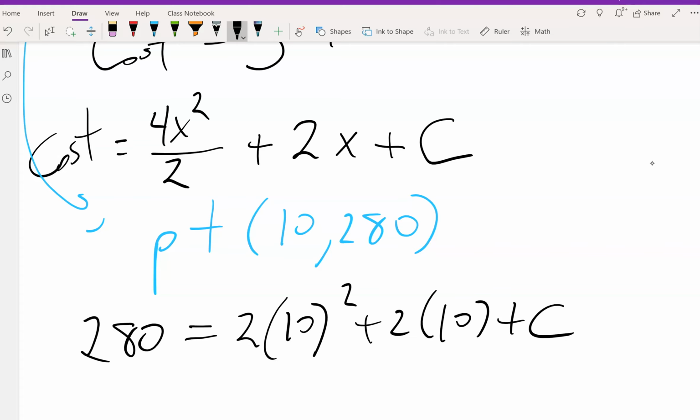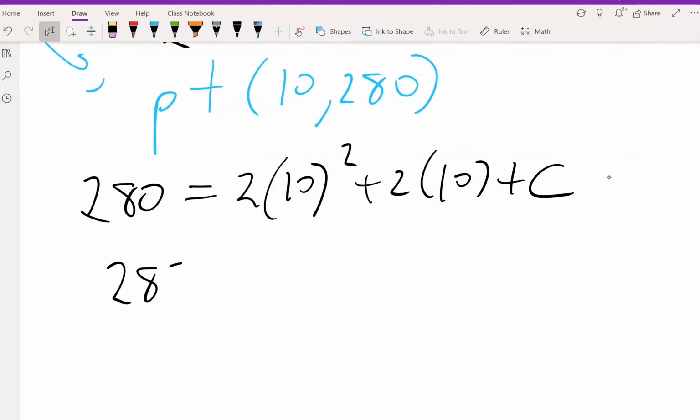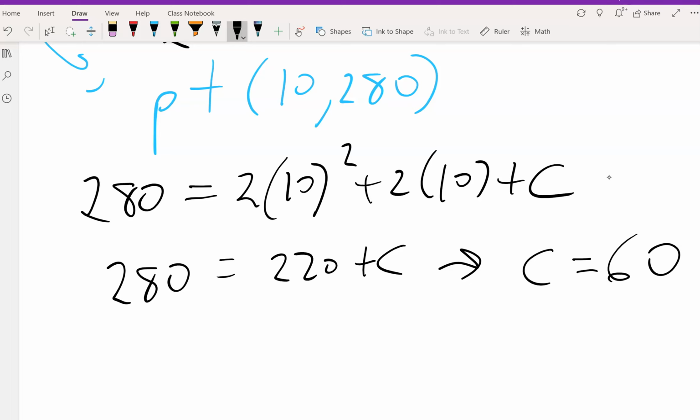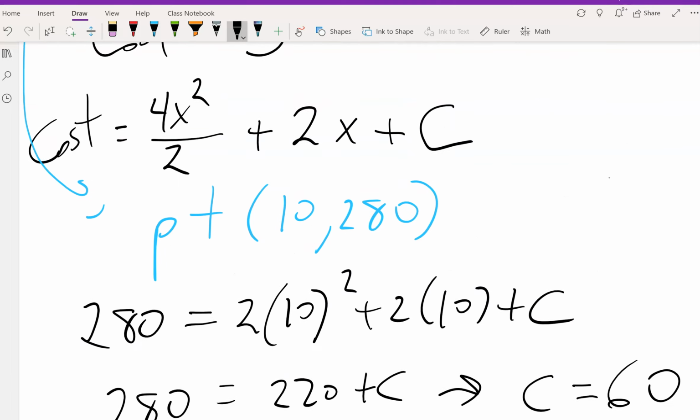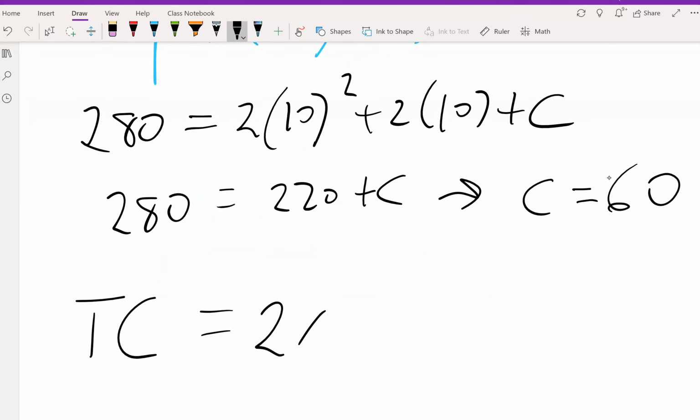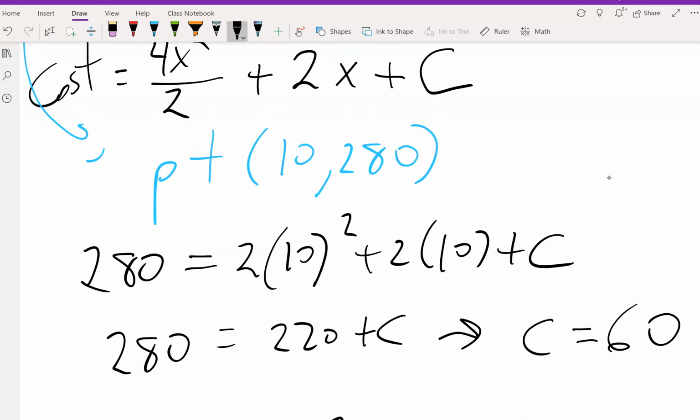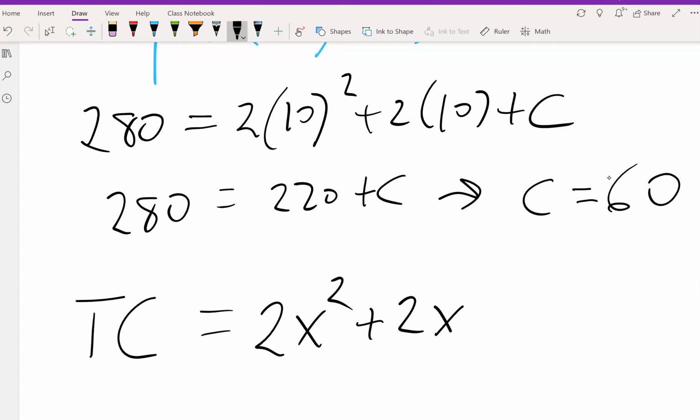So again, 4 over 2 is 2. I hope you can do that math. And we get 2 times 10 squared plus 2 times 10 plus C. And so, all right, let's simplify this out. We have 200 plus 20, so 220 plus C, and that tells me C is 60, which means I have arrived at my total cost function. It is 2x squared plus 2x plus C, or in this case, plus 60.